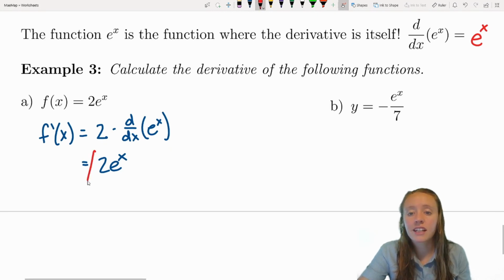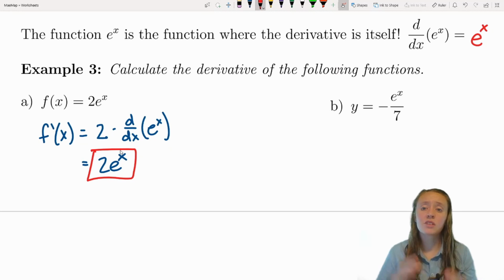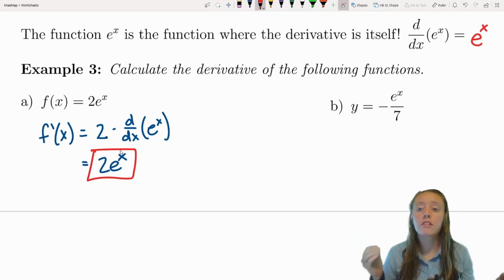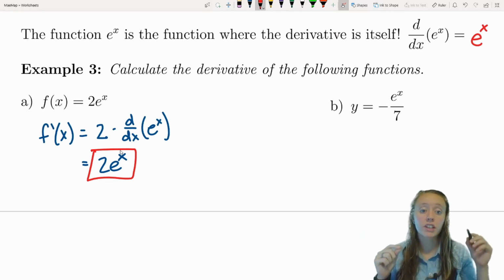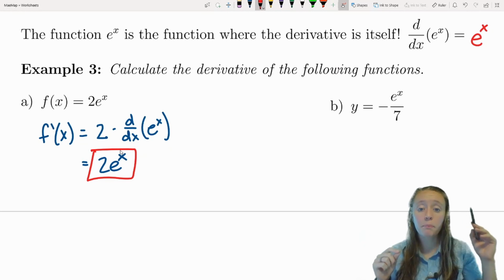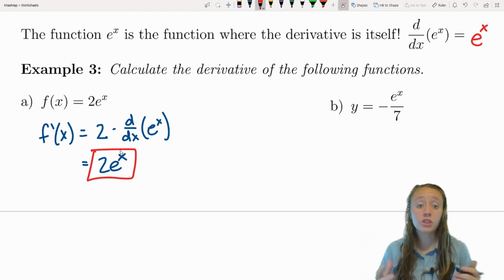So again, that's that case where we get the same exact function, which I think is rather neat, because think about what the derivative is. That's the slope of the tangent line. So if we're on our original function, e to the x, whatever point we're at, the value of that function is also the slope of the tangent line.